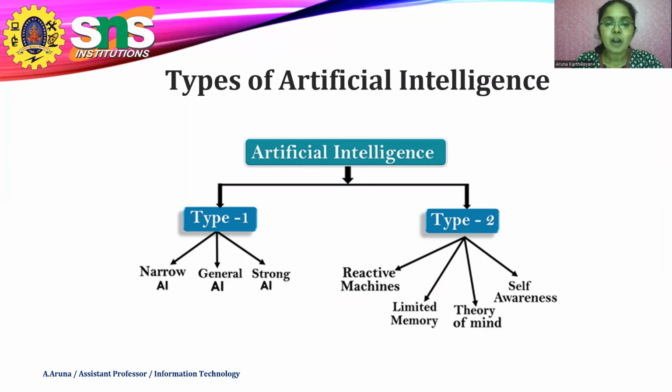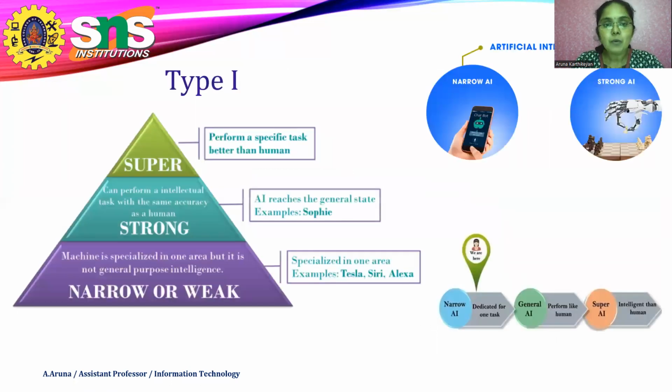So the next thing is what are the different types of artificial intelligence? Artificial intelligence can be classified into two types: type 1 and type 2. In type 1, we have three different categories: narrow, general, and strong artificial intelligence. In type 2, we're going to see four types: reactive machine, limited memory, theory of mind, and self-awareness. Now, let us see type 1 of artificial intelligence.